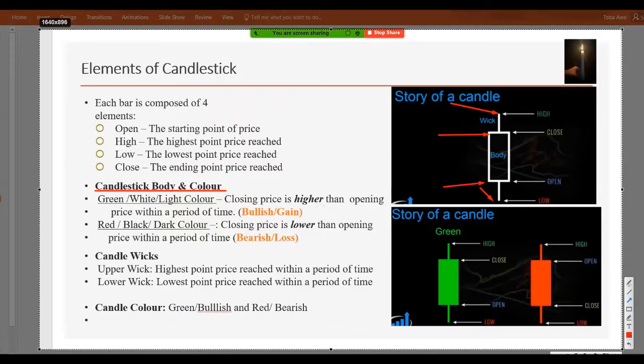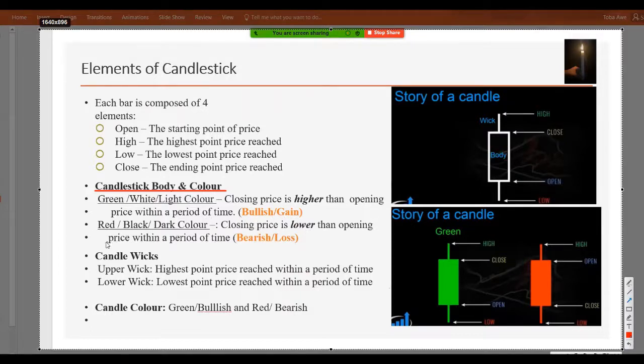Now, when the closing price, which is this, is higher than the opening price, you have a green candle. So this is the opening price, and this is the close price. So when our closing price is higher than the opening price, within a given period of time, we say we have a green candle. Another word for a green candle is a bullish candle, and that signifies a gain.